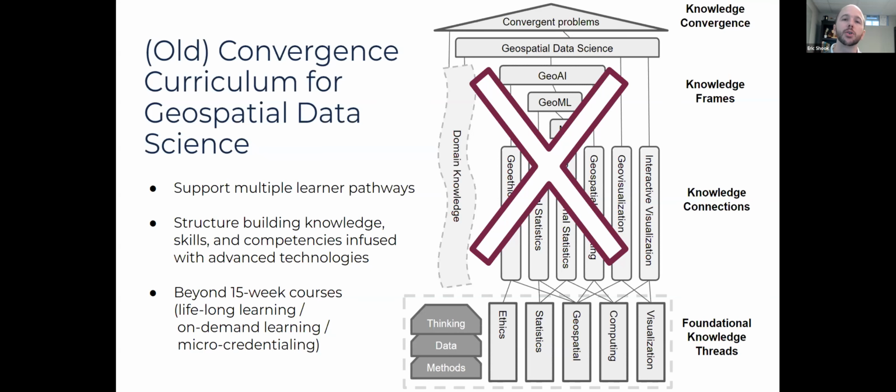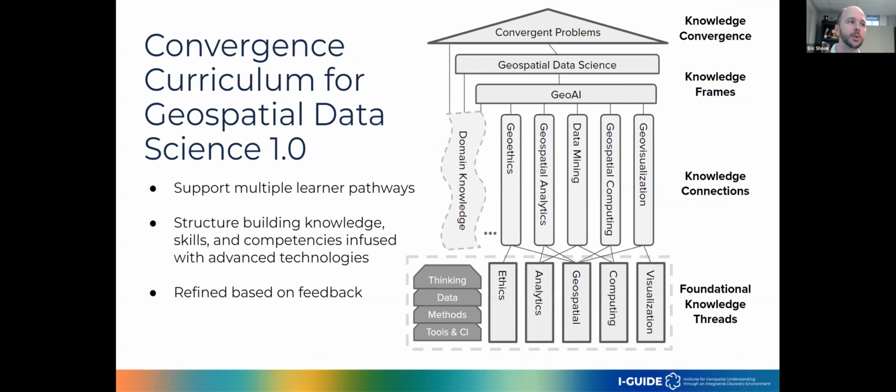So the idea of the curriculum is to go beyond designing a series of 15-week courses and instead have it be a little bit more modular, a little bit more mix and match with what it is that we're doing. So based off of that feedback, what I want to show today is what we're calling the Convergence Curriculum for Geospatial Data Science version 1.0. We had some pre-releases where we were gathering feedback, and we feel confident enough based off of feedback that this is our 1.0 version.